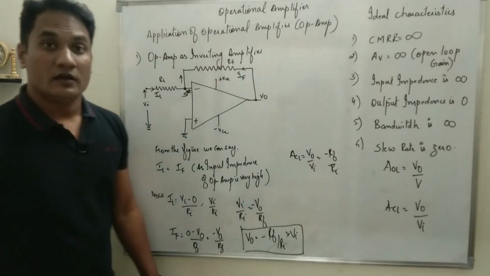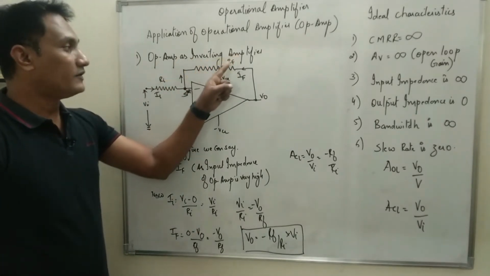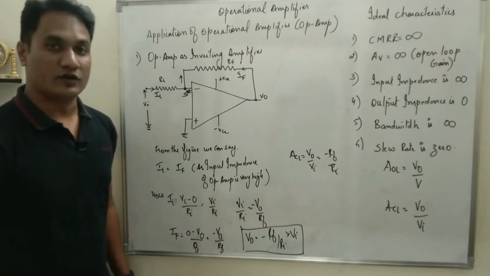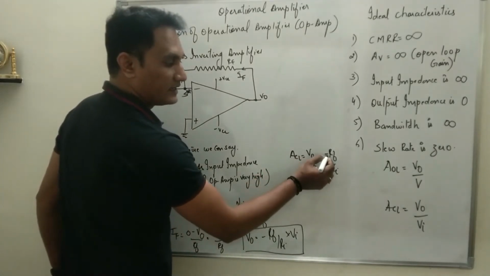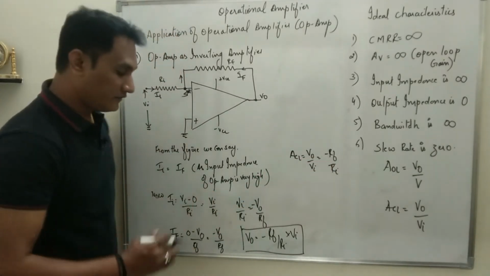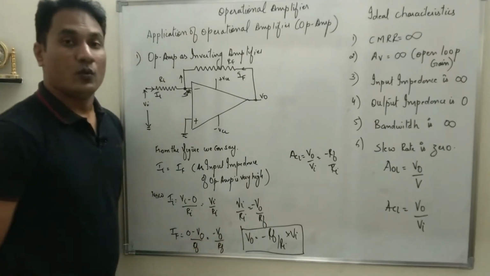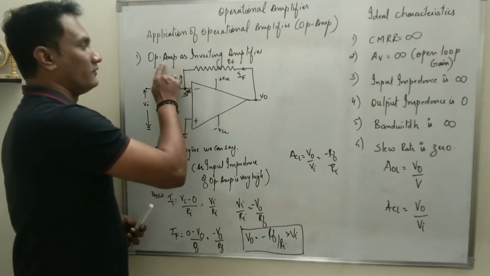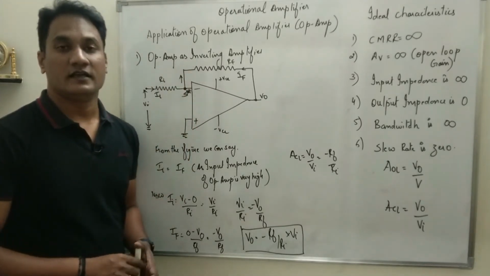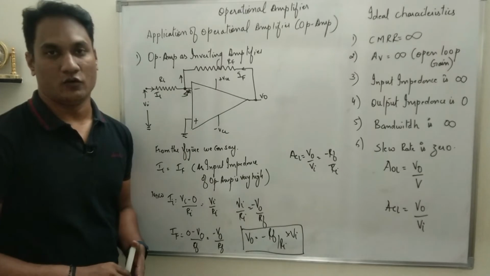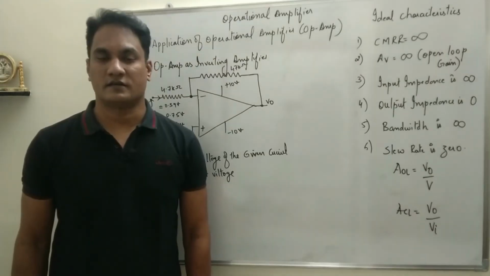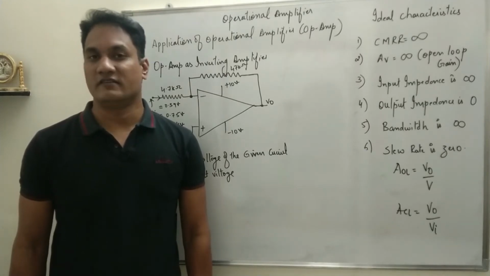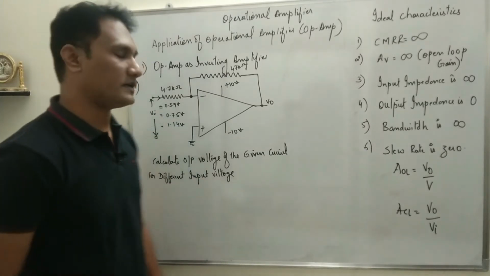So gain in case of inverting amplifier depends upon the two resistances, the feedback resistance and the input resistance, and this minus sign indicates that there is a phase shift of 180 degrees between input and output when the op amp is connected in inverting mode. I hope you have understood. Next, we will try to understand a numerical based on op amp as inverting amplifier for that particular application.